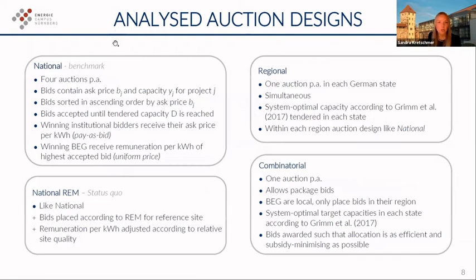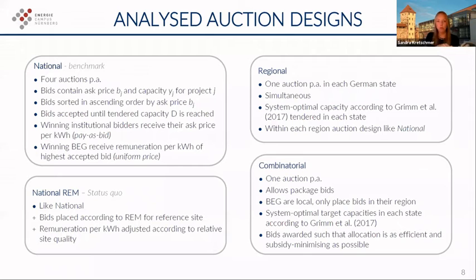The national auction design is our benchmark because it implements the cost minimal outcome where all plants get built at the most efficient or most productive sites, or the most windy sites, and only need small subsidies. So as in the current situation, there are 4 auctions per year. A bid contains an ask price BJ and a capacity YJ for some project J. Bids are then sorted in ascending order by ask price BJ, very simple, and then bids are accepted until the tendered capacity D is reached.